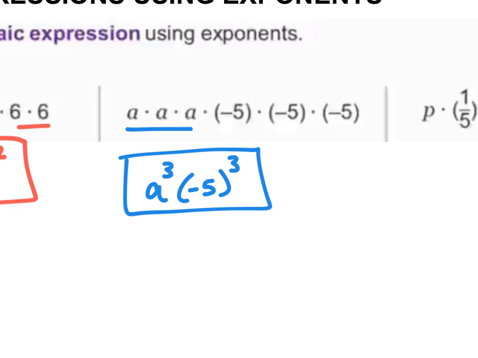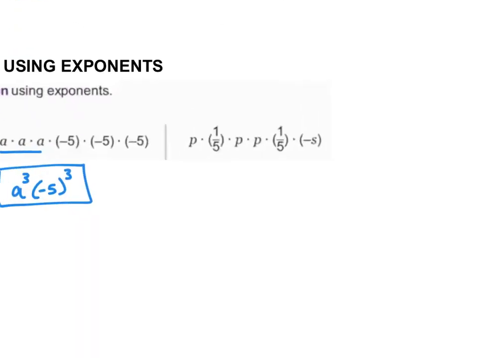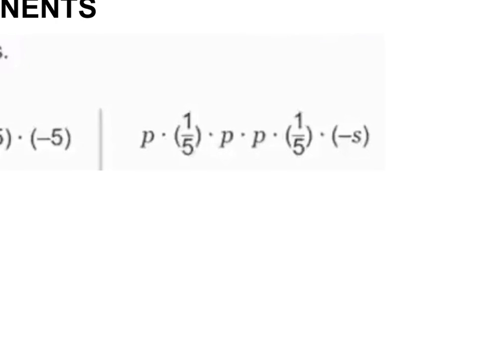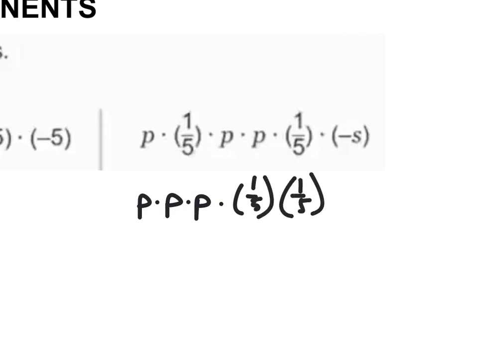So we're kind of blending a couple of these ideas together. Now I've got all these, and let's reorder this. When I multiply things, I can reorder them. So I'm going to do P times P times P times 1/5 times 1/5 times -s.